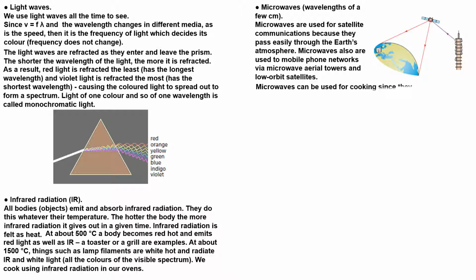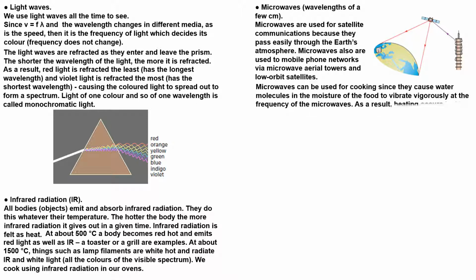Microwaves can be used for cooking since they cause water molecules in the moisture of the food to vibrate vigorously at the frequency of the microwaves. As a result, heating occurs inside the food, which cooks itself.